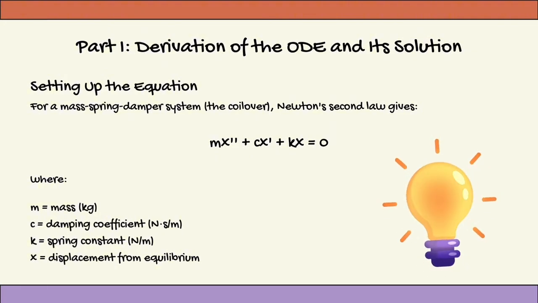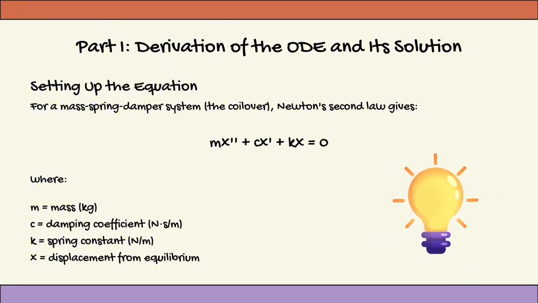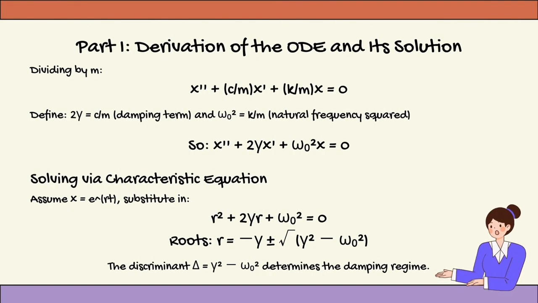For part 1, the derivation of our ODE and its solution, we set up the equation and we get m x double prime plus c x prime plus k x equals 0. Next, by dividing by m, we define 2 gamma equals c over m and omega naught squared equals k over m, and solve via the characteristic equation by assuming x equals e to the rt and substituting it in. We get r squared plus 2 gamma r plus omega naught squared equals 0, and the roots are r equals negative gamma plus or minus the square root of gamma squared minus omega naught squared.